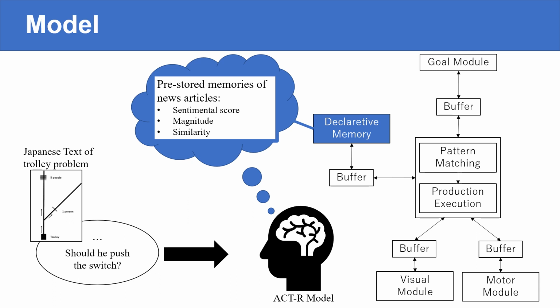Here you can see the full image of our model. A Japanese text of a trolley problem is shown to the ACT-R model, which already has pre-stored memories of news articles. And it reads each sentence in order and decides whether it should push or not the target, based on availability heuristics using its own memories.